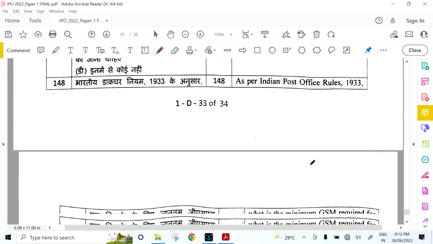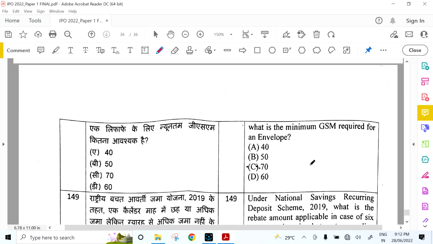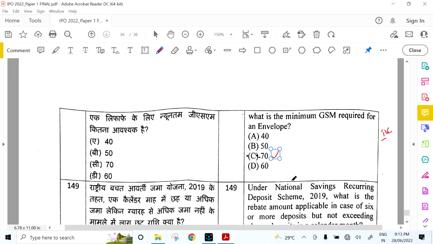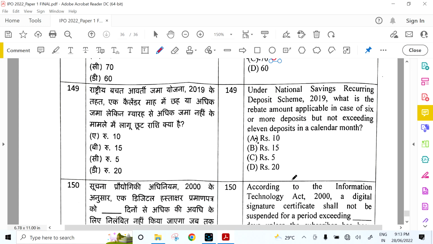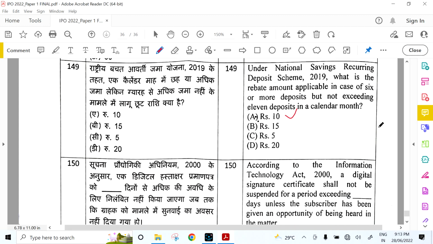As per India Post Office Rules 1933, what is the minimum GSM required for an envelope? It is 70. However, it is written for ILC, so we have to check for the answer. Under National Savings RD, what is the rebate amount applicable in case of 6 or more deposits but not exceeding 11 deposits in the calendar month? It is rupees 10. However, denomination is not given here.